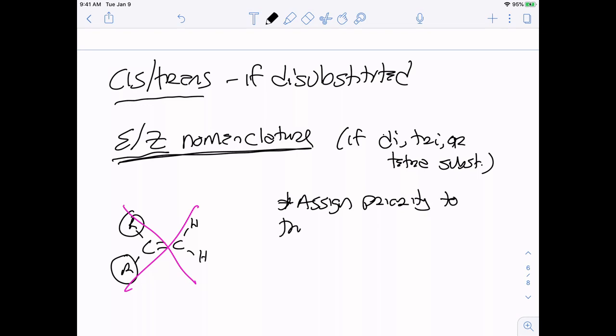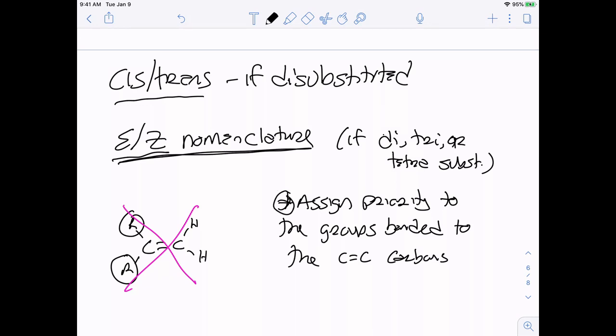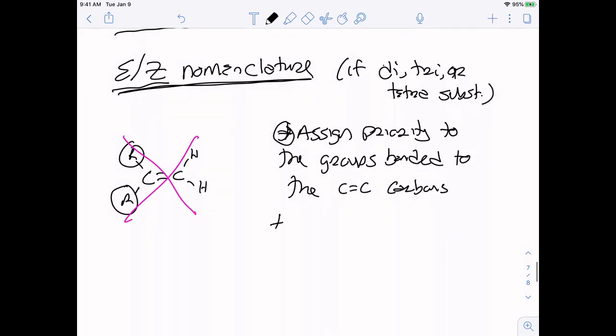So to the groups bonded to the carbon-carbon double bond carbons. I know that sounds weird. When I do examples, hopefully it'll make more sense. And then once we do that, we're going to look to see if the highest priority group on each of those carbons are on the same side or if they're on opposite sides.